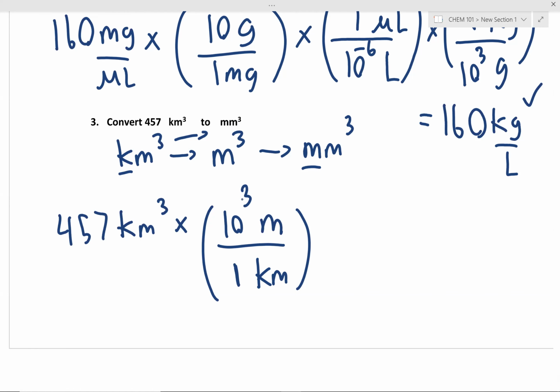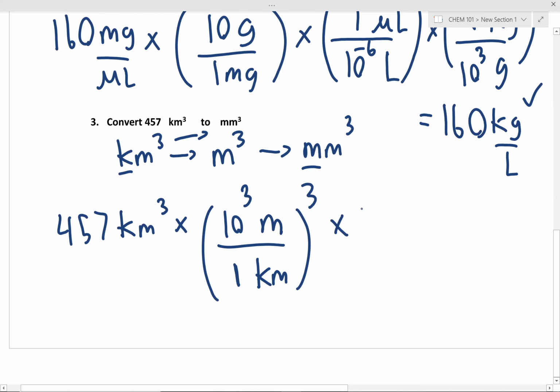Now, this conversion will only allow us to convert from kilometers to meters, but we have kilometers cubed. So what do we do to this conversion factor? Cube it, exactly. So we raise this entire conversion factor to the power of 3.